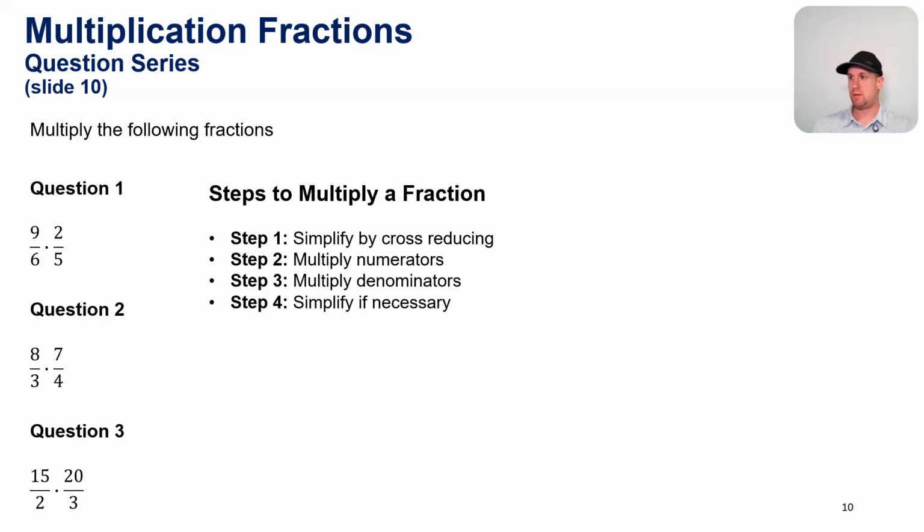Okay, so looking at question number 2 now, we have 8/3 times our 7/4 here. Okay, so let's look and see if we can cross reduce here. In this case, we can. Just one way though. I can only reduce the 8 and the 4. So the greatest common factor for 4 and 8 is the number 4. So I can divide the 4 into 4 and the 4 into the 8 here.